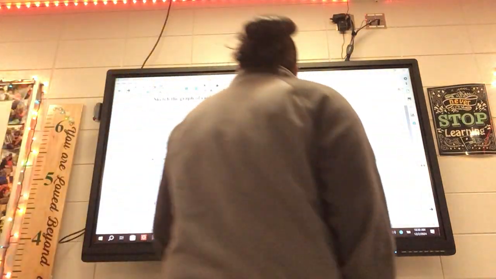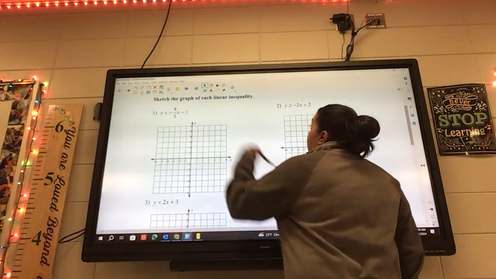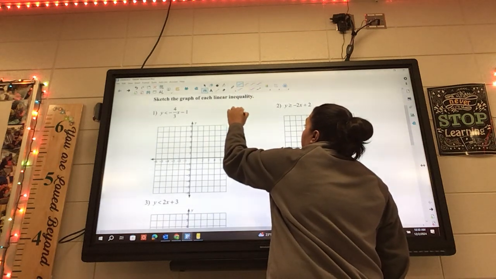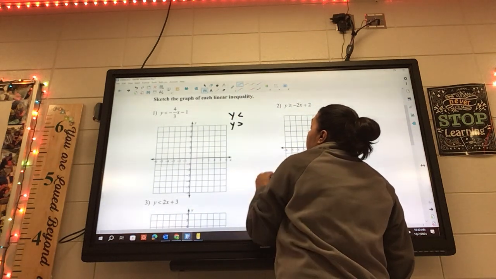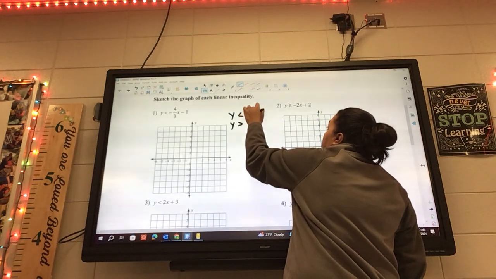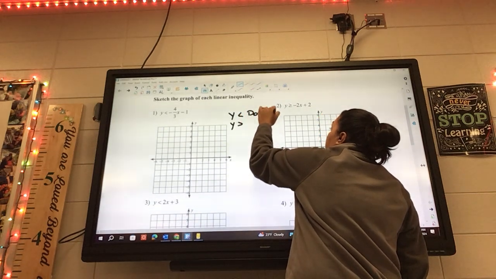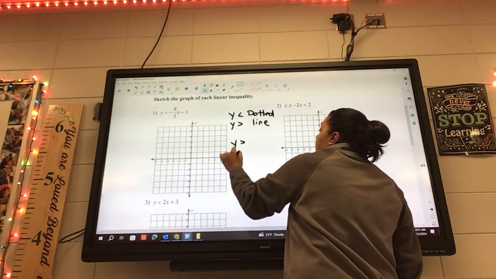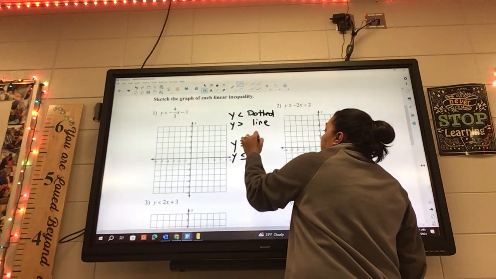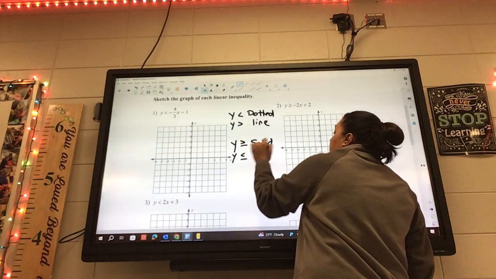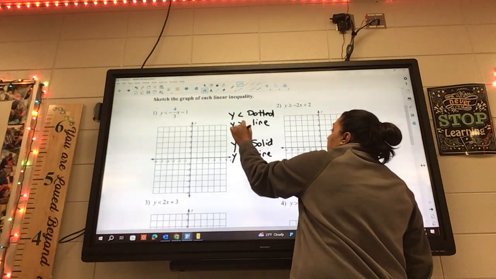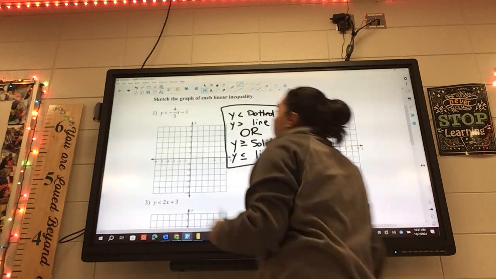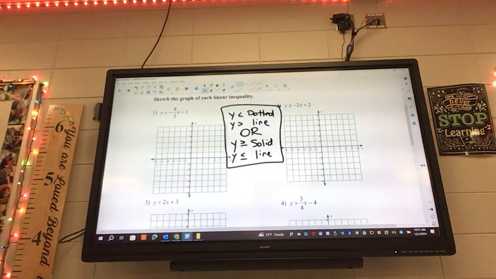Okay, if the signage is like this, you're going to pick one from each box essentially. So if it is like this or like this, it's going to be a dotted line. Okay, write this stuff down because you're going to need it. If it's like this or like this, it's going to be a solid line. Okay, so you're going to pick one thing from that box.